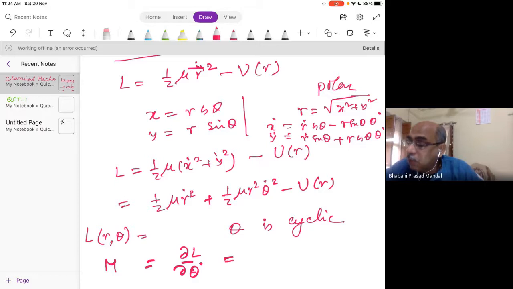So let us calculate that: M equals del L del theta dot. So del L del theta dot will be half mu r square times 2 theta dot, right? So mu r square theta dot is the angular momentum.